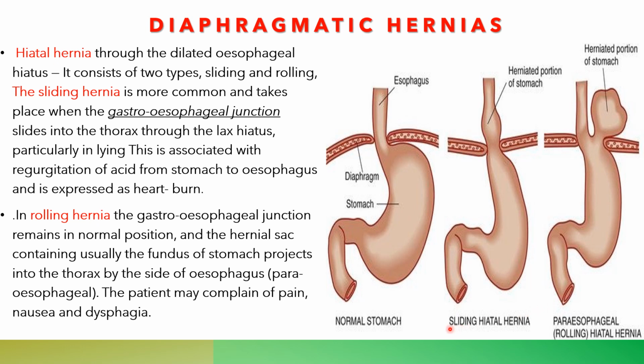So with this we have completed the gross anatomy of the diaphragm. We started with the definition. We have seen the origin, insertion of the diaphragm, and we have seen the major and minor openings of the diaphragm. Then we discussed the blood supply, nerve supply, and we discussed the diaphragmatic hernias.